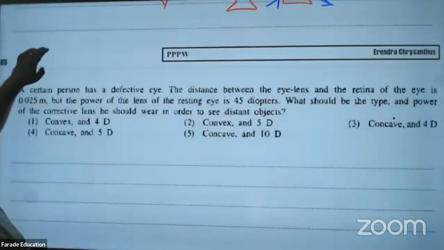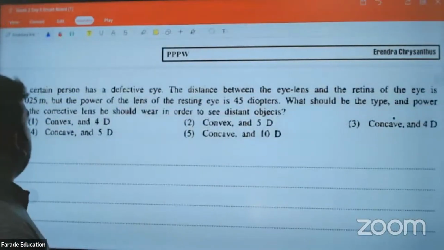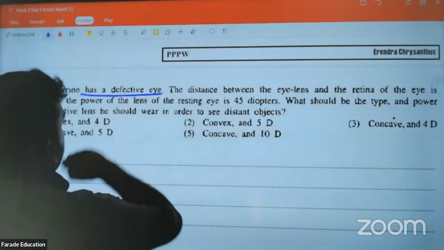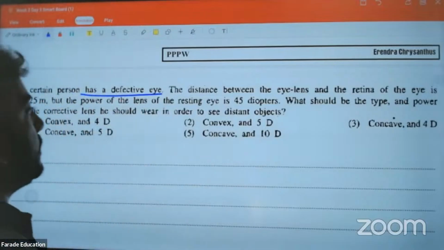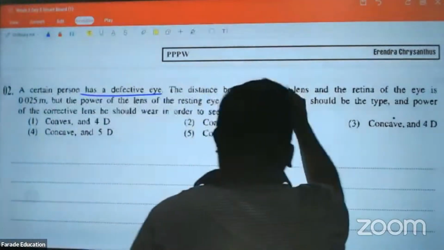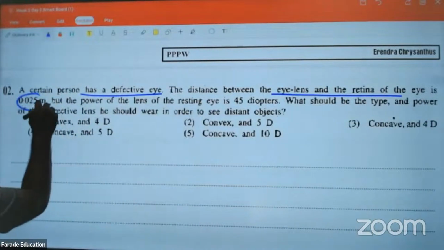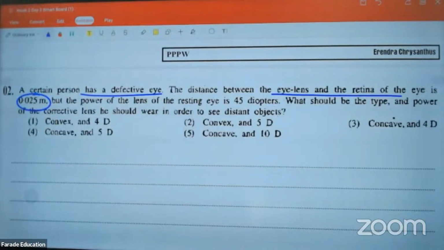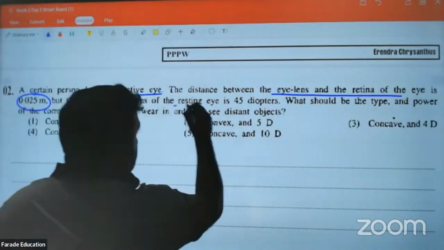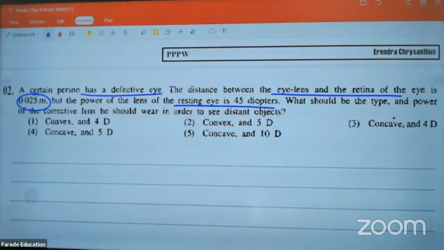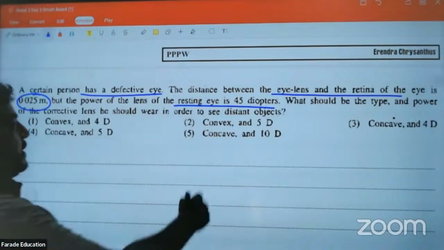Moving forward. Look at this. A certain person has a defective eye. The distance between the eye lens and the retina is 0.025 meters, but the power of the resting eye is 45 diopters. What should be the type and power of the correction lens he should wear in order to see distant objects?